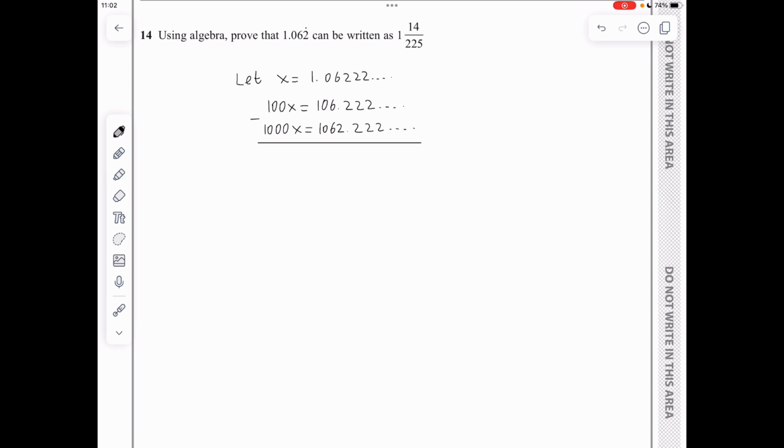So 1000x minus 100x is 900x, and 1062 minus 106 is 956. And as we said, the decimal parts will cancel out because they are identical. This means that x is 956 over 900. Now, this is an improper fraction. It's 1 and 56 over 900. And the 56 over 900 simplifies to 14 over 225 as required.